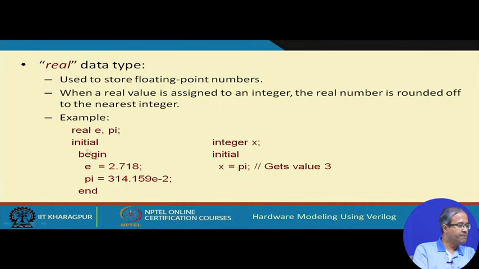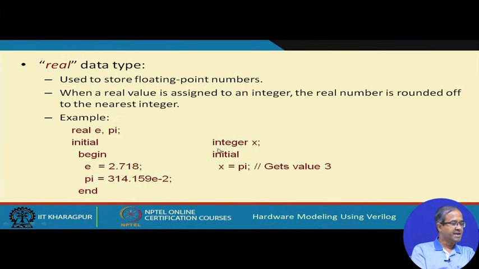A small example: suppose I define two variables e and pi as real, and in the initial block, which you have seen in the test benches, this initial is normally used in the test benches. Let us say I have initialized e to 2.718 and pi to, this is just a notation, I could have written 3.14159, but I have written 314.159 E minus 2. E minus 2 means 10 to the power minus 2, right.